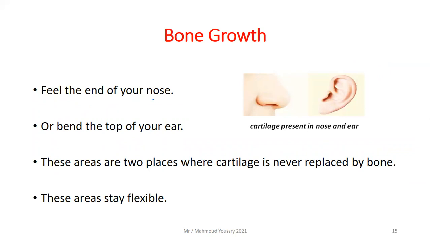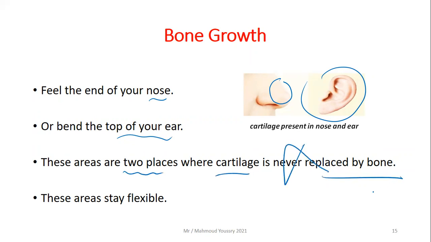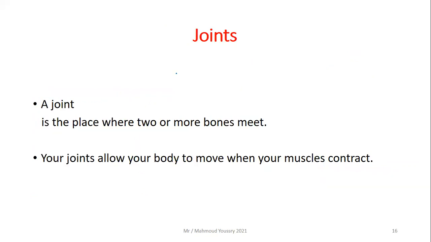Feel the end of your nose or bend the top of your ear. These areas are two places where cartilage is never replaced by bone. So this is still cartilage. You can bend it without breaking it or feeling any hurt. These areas stay flexible. Then we move to another part called joints.